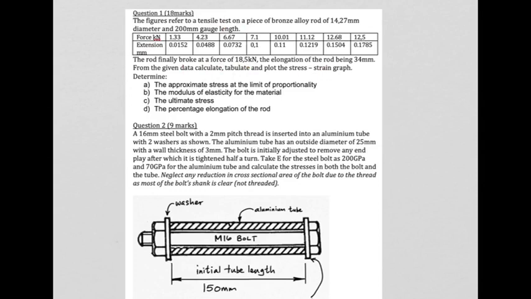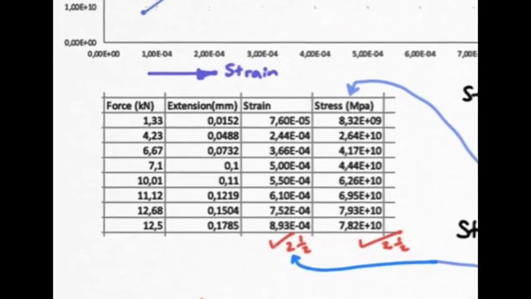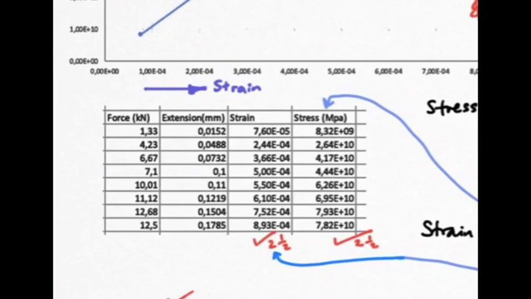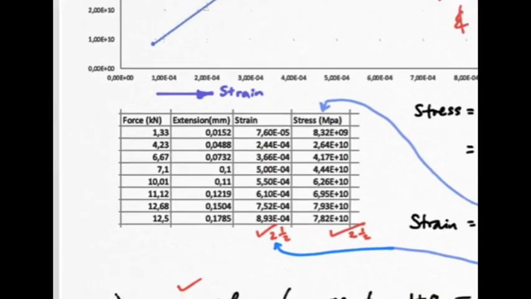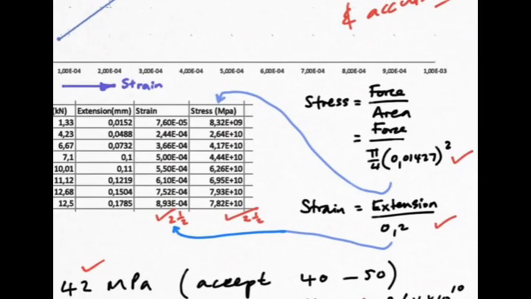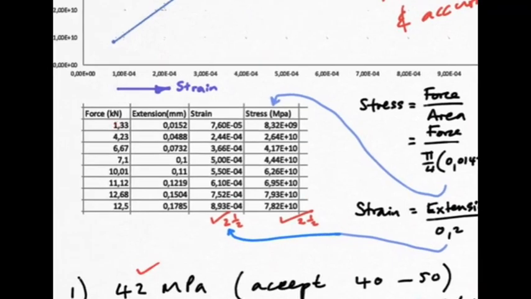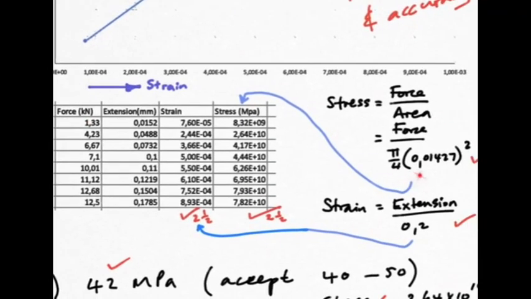So having a look at that, as you've done before in the examples, the first thing from the force and extension values which were given, you need to calculate the strain values and the stress values. Stress is force over area, so you would take the force in each case and divide it by the cross-sectional area. There was the specimen's diameter, so you worked out each of those and placed them in the table.